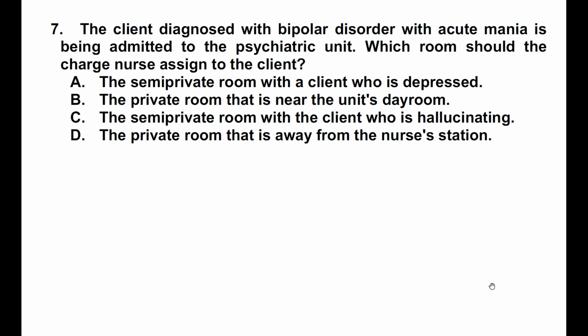7. The client diagnosed with bipolar disorder with acute mania is being admitted to the psychiatric unit. Which room should the charge nurse assign to the client? A. Semi-private room with a client who is depressed. Letter B. The private room that is near the unit's day room. Letter C. Semi-private room with a client who is hallucinating. And letter D. The private room that is away from the nurse's station.